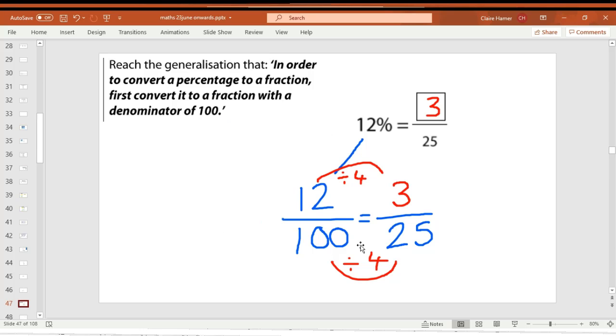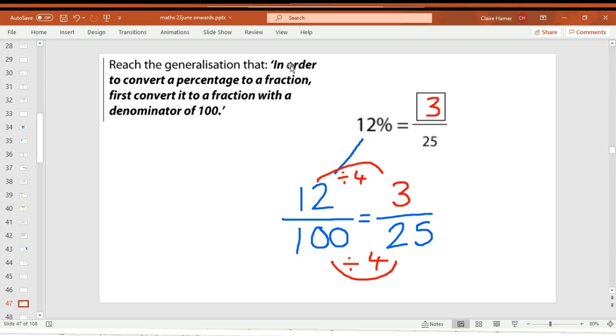Right. 100 divided by 4 is 25, because 25, 50, 75, 100. So I did 12 divided by 4, and I got 3. Because whatever you do to the denominator, you do to the numerator. So 12% equals 3/25. Look tricky? Actually, straightforward when you know your facts.